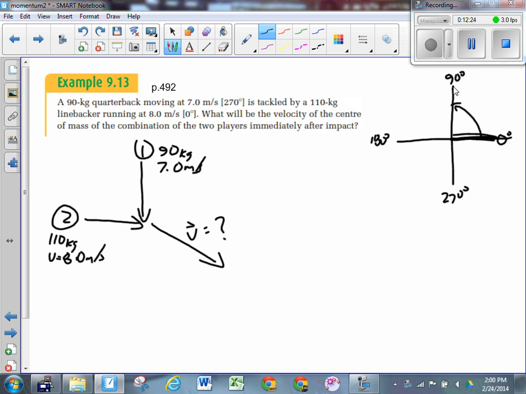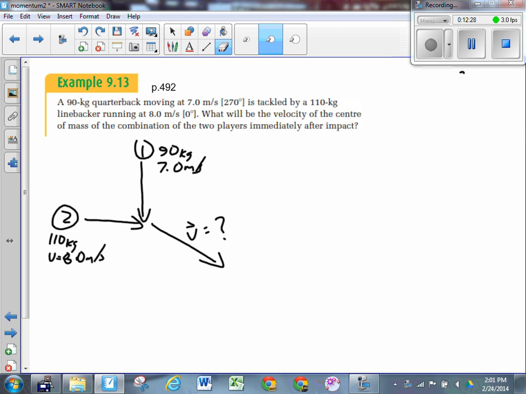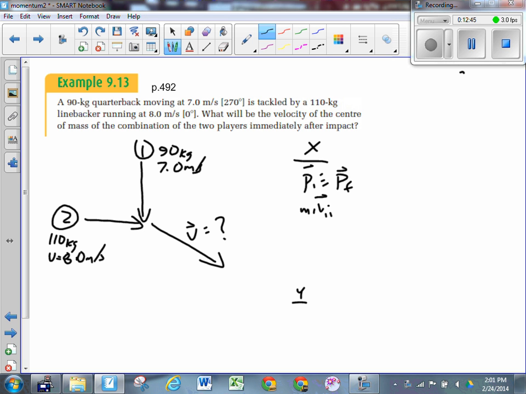Now, you know what you got to do. You got to break this up into x's and y's. Okay, what you want to do is visualize this as two separate questions. An x question, where object number 2 is what we're focusing on, and a y question, where object number 1 is what we focus on. We say pi equals pf. We say m1 v1i plus m2 v2i equals, we'll call it m vf.